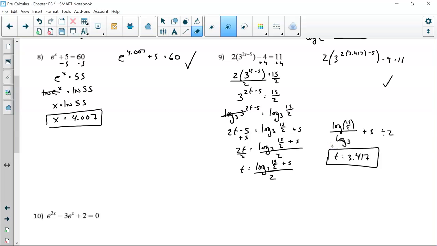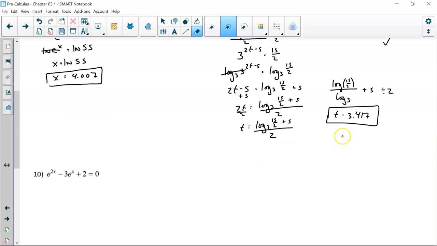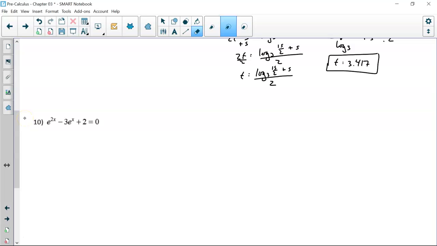That one's a little bit trickier because of how we had to rewrite it. Now we're looking at problem number 10. This one's a tricky one, so put a star next to this one. We're going to be seeing these types of problems when we get into the trig portion of pre-calc. So now I'm going to rewrite this: e to the x squared minus 3 times e to the x plus 2 equals 0.